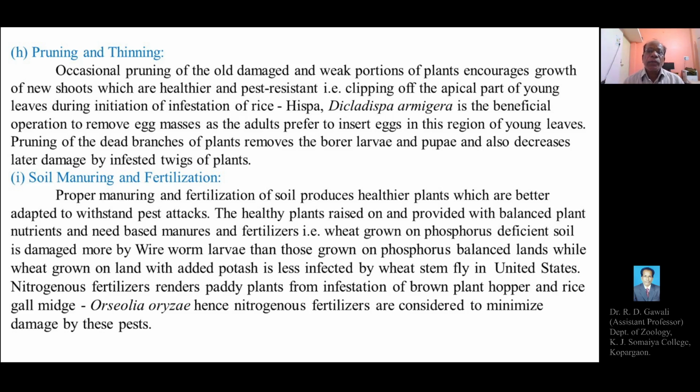and this will lead to the healthy growth of the crop of plants. So healthy plants are raised and provided with balanced plant nutrients and need the best manures and fertilizers. For example, wheat grown on phosphorus deficient soil is damaged more by wireworm larvae than wheat grown on phosphorus balanced lands, while wheat grown on land with added potash is less infected by the wheat stem fly in the United States.